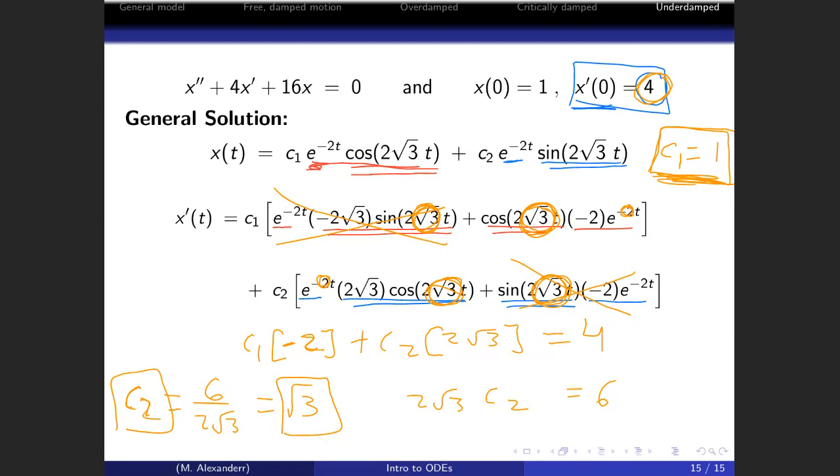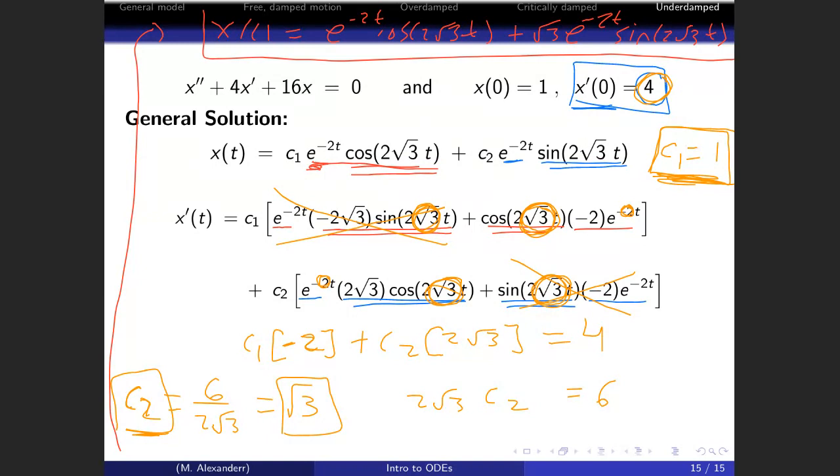So you have your C1 value, and then you also have your C2 value. That means that you can write down your solution to the differential equation, and I'll write this at the very top. The solution to the initial value problem is going to be C1 is 1, which is e to the -2t cosine of 2 square root of 3t. And then C2 is the square root of 3, so this is e to the -2t sine of 2 square root of 3t. Very lengthy to write down, but I'm just plugging my C1 and C2 into my general solution.